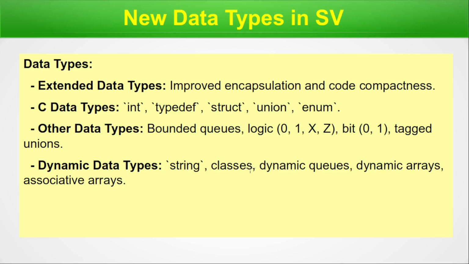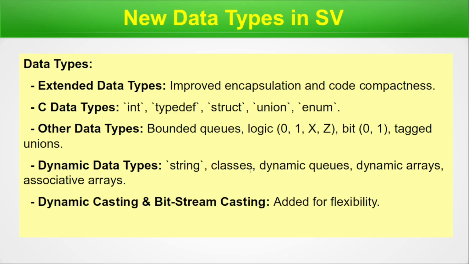So we need these data types for storing those received or transmitted data and doing further analysis. Dynamic casting and bit stream casting were added for flexibility. These features allow converting one type of data to another, rearranging bits easily for different uses.